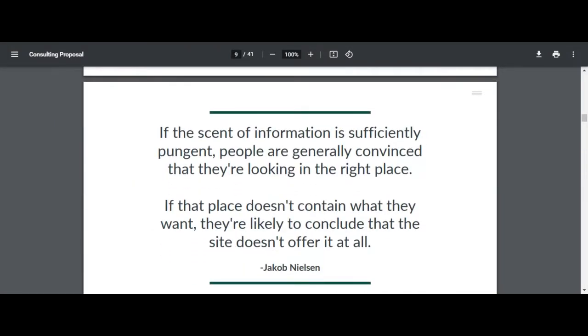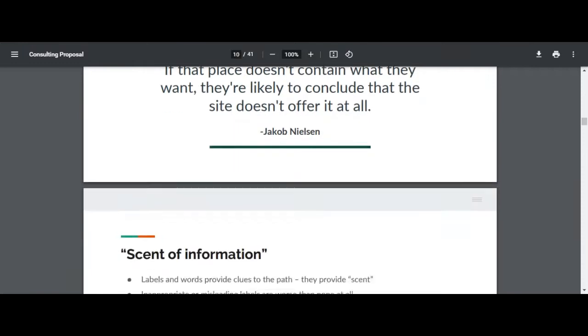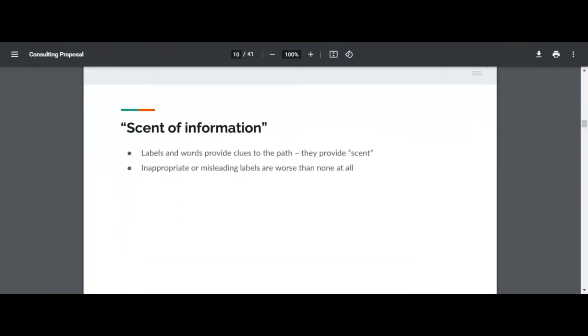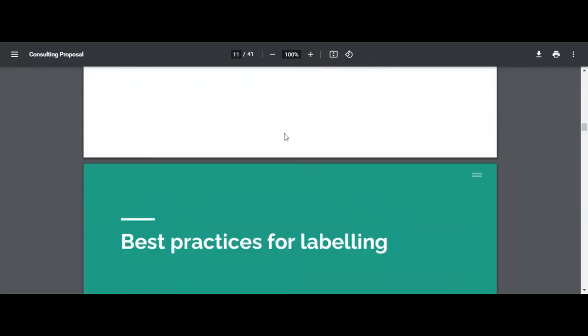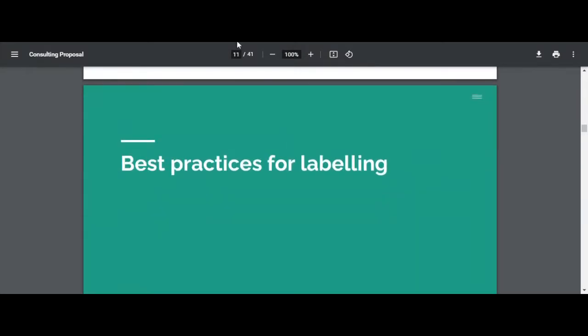So if the set of information is sufficiently pungent, people are generally convinced that they're looking at the right place. If that place doesn't contain what they want, they're likely to conclude that the site doesn't offer it at all, and they will abandon, right? So the label of information, the scent, the labels and words will give them clues to the path. Inappropriate or misleading labels are worse than none at all as well. That will confuse them, and they're probably going to leave and never come back again.